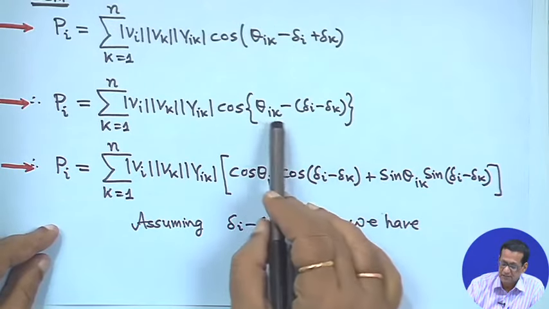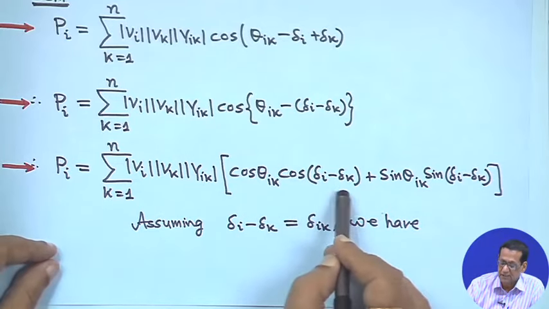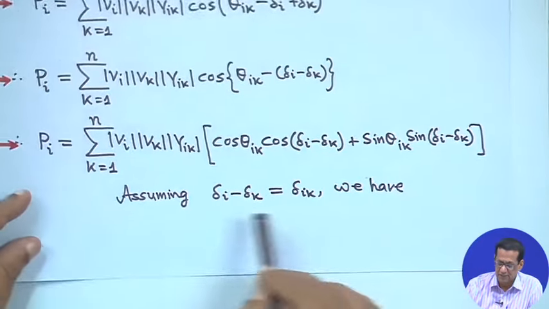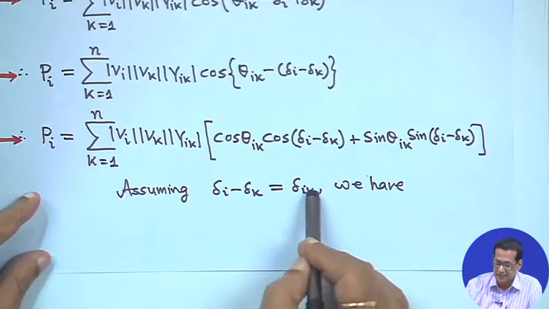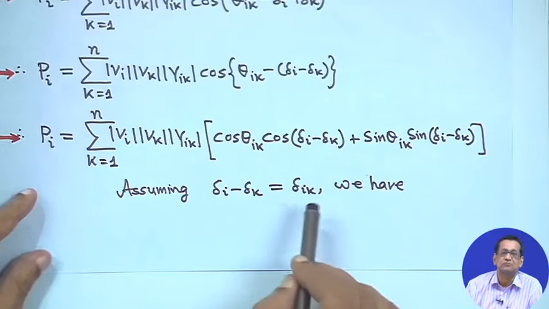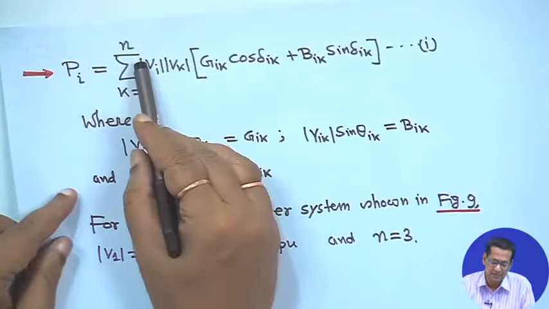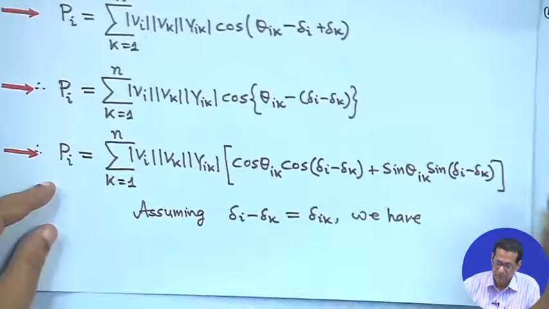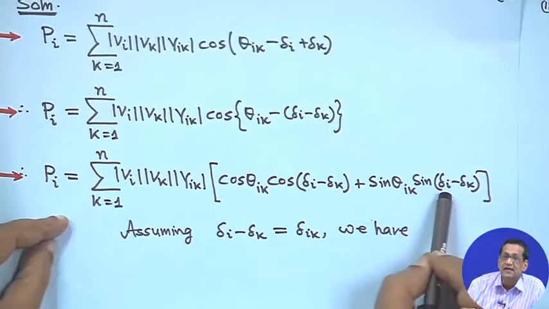That means Pi is equal to the sum over k equal to 1 to n of |Vi||Vk||Yik|, and in the bracket we write cosine theta ik, using the identity cos(A minus B) equals cos A cos B plus sin A sin B. So we write cos theta ik cos(delta i minus delta k) plus sin theta ik sin(delta i minus delta k). Now we assume that delta i minus delta k is equal to delta ik. Then this equation can be written with cosine delta ik and sin delta ik.